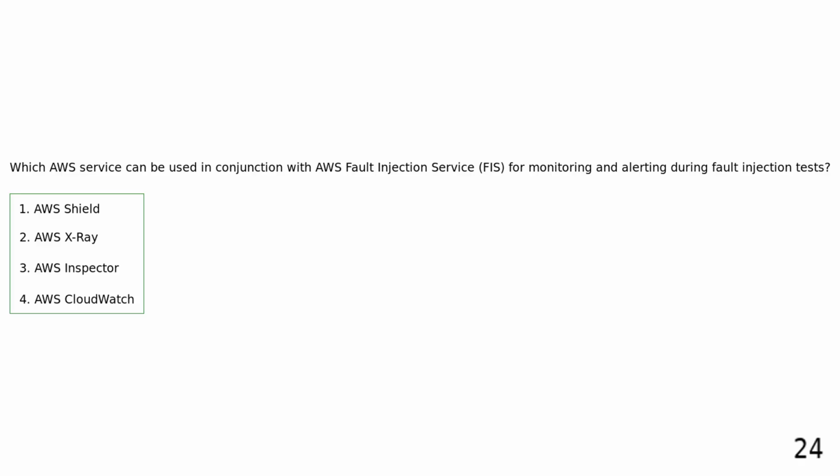Which AWS service can be used in conjunction with AWS Fault Injection Service for monitoring and alerting during fault injection tests? AWS Shield, AWS X-Ray, AWS Inspector, AWS CloudWatch. AWS CloudWatch can be used alongside AWS Fault Injection Service to monitor resources and set up alerts during fault injection tests, helping track performance and resilience metrics.